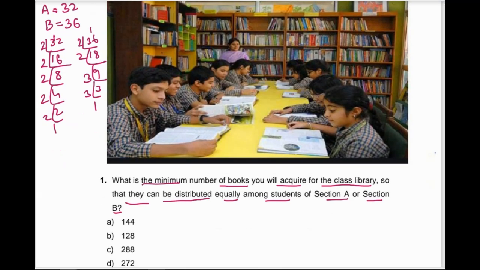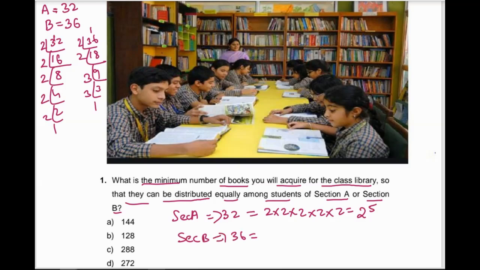for section A, 32 can be written as 2 into 2 into 2 into 2 into 2. That is nothing but 2 to the power of 5. Then you go for section B. Section B is 36, which is 2 into 2 into 3 into 3. So it is 2 square into 3 square.